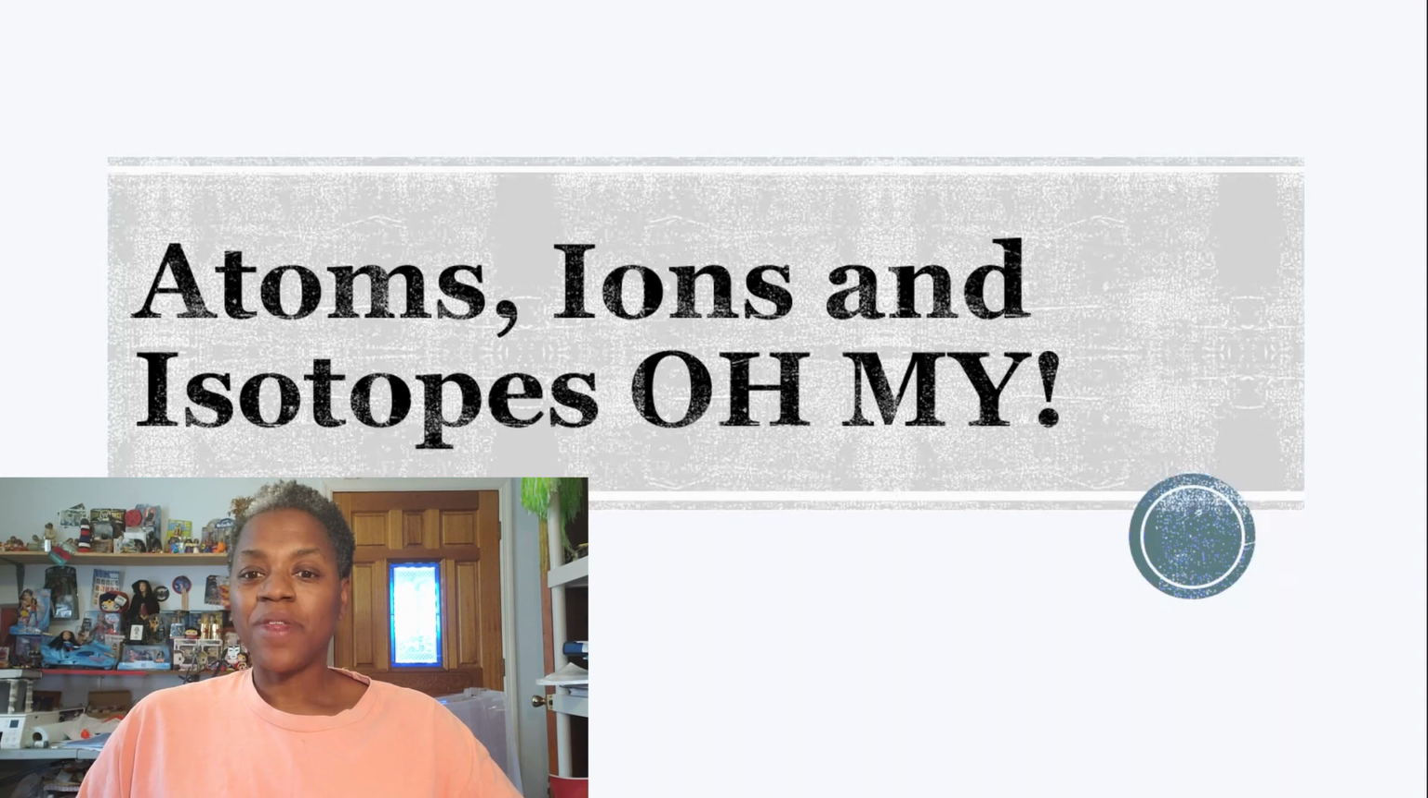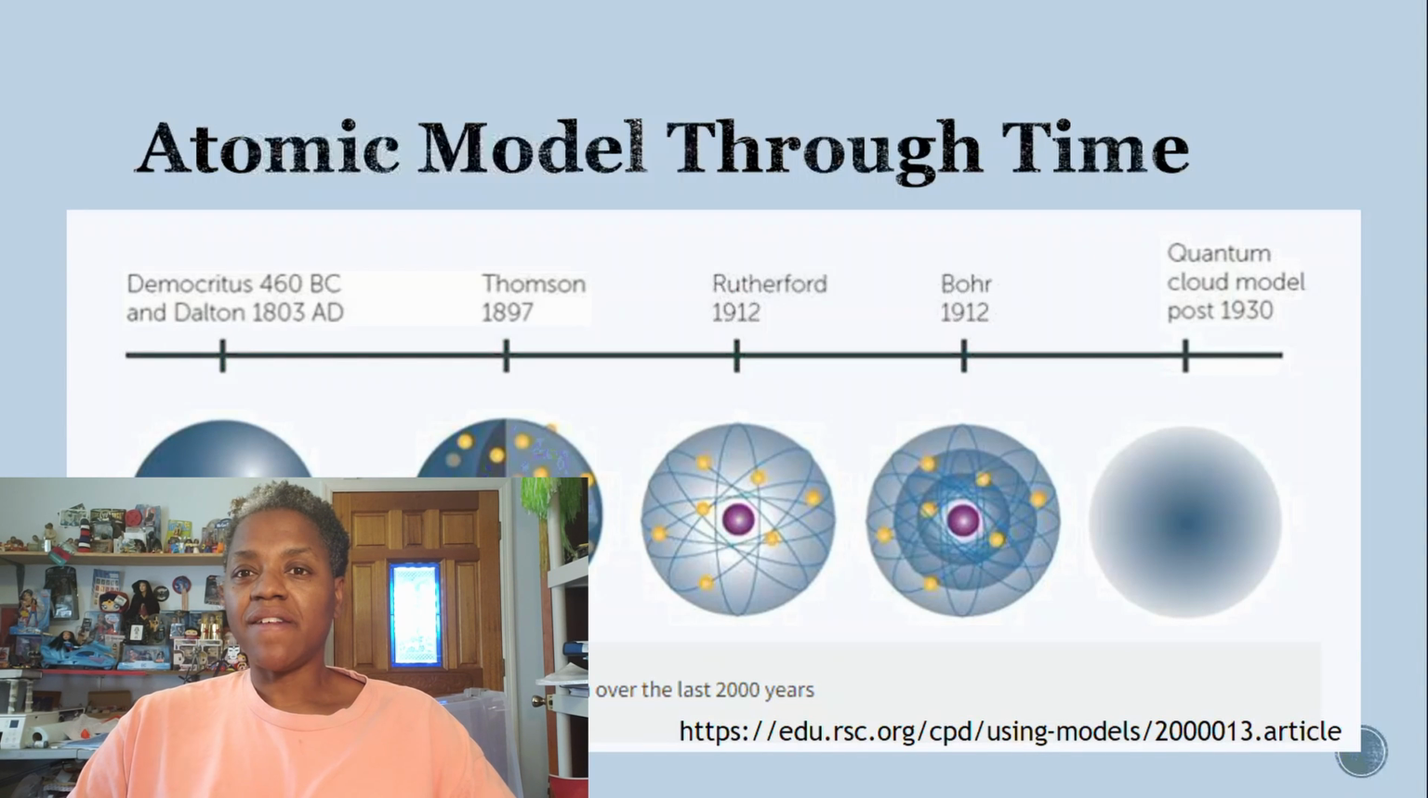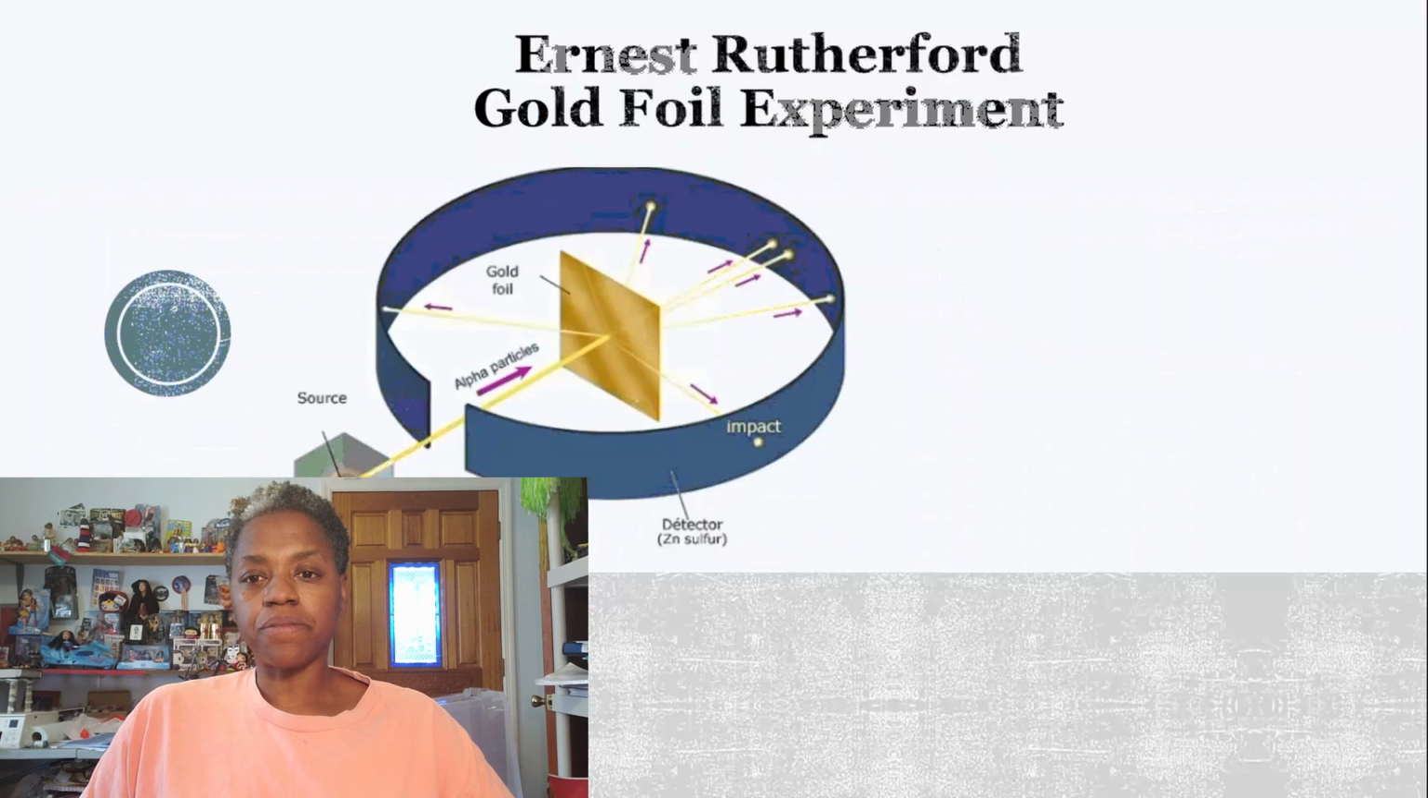So here's a brief history of the atomic model through time, from Democritus, where it was just a solid ball of matter, all the way up to the current model, which is called the quantum cloud model, where we have a dense positively charged nucleus with protons and neutrons, and the electrons in a cloud all around it.